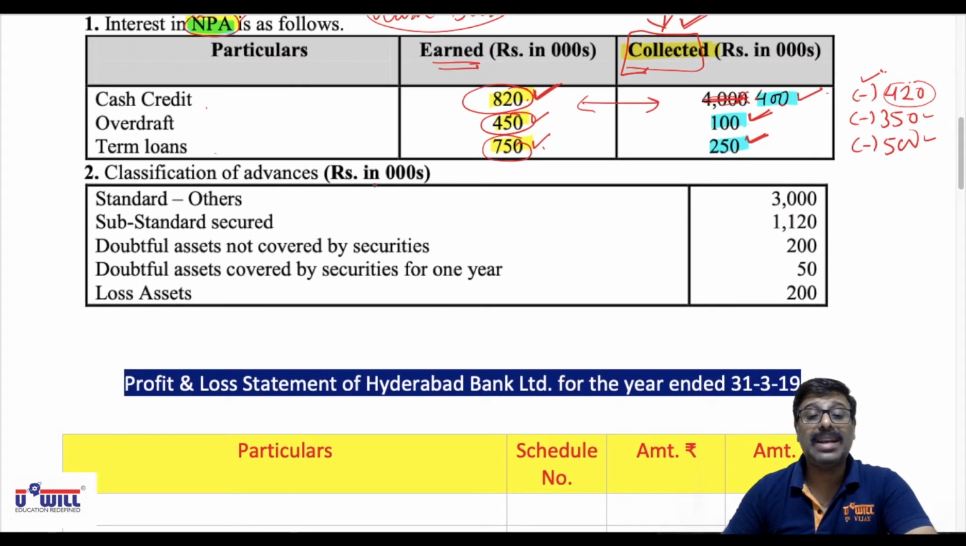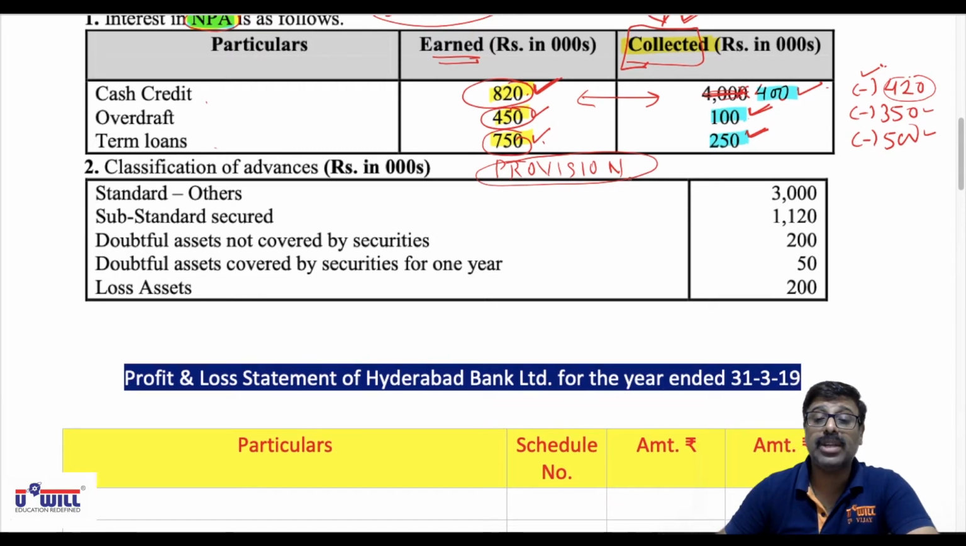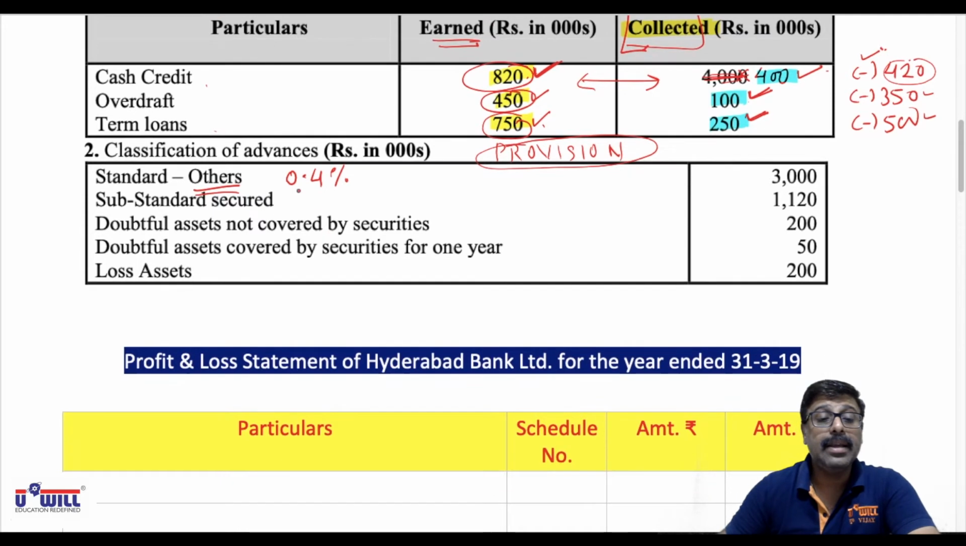Now adjustment 2, classification of advances. Okay, in 1000. This will help us in finding the provision which will come under the heading of provisions and contingencies in the profit and loss statement. We have studied this also in lectures 2 and 3. Standard assets, others, we will create a provision of 0.4%. You can refer to the summary we had written.